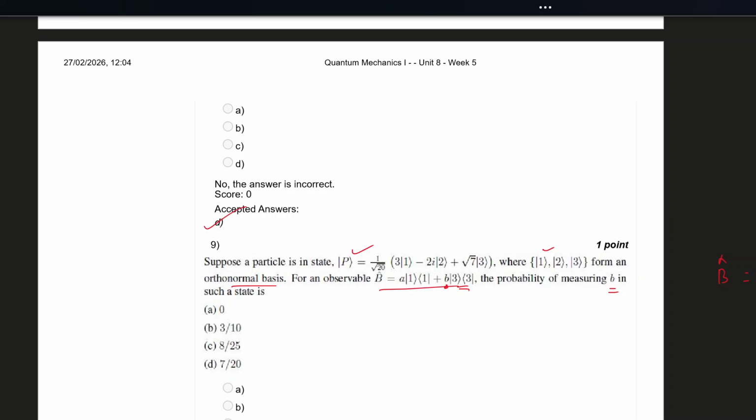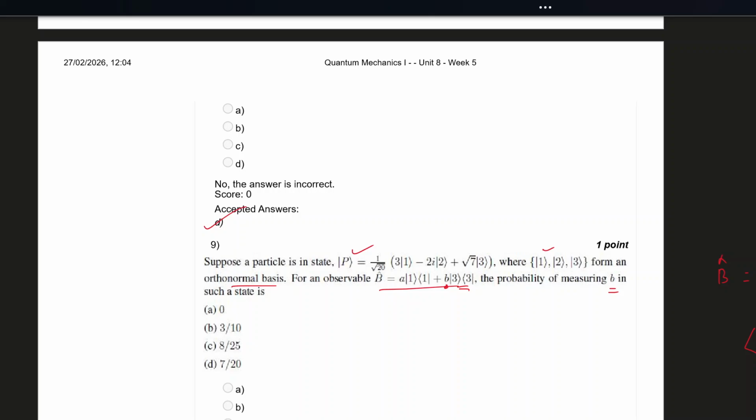That means only if it operates on state 3, then only you get this probability corresponding to B, of measuring B, because then this term will be cancelled out. If you take the expectation value with respect to 3, then obviously 1 and 3 are orthogonal to each other, so this will be 0, and this will be B times <3|3>, which is 1, so this will actually be B.